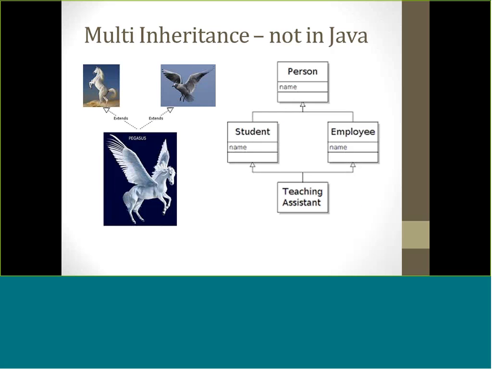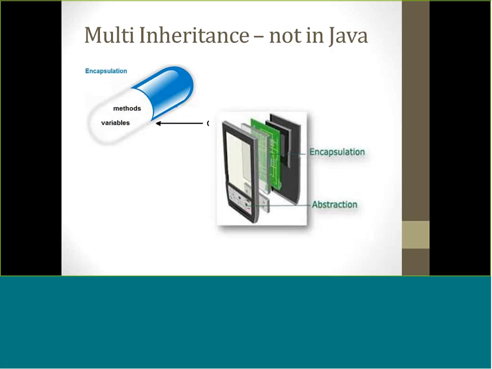This is a multi-inheritance, which is not in Java, that we saw in the earlier slide: this is a horse and this is a bird and this is a Pegasus. So it's a multi-inheritance because it is inheriting features from both, right? Just like person, student and employee and teaching assistant, the previous example. So inheritance is also a concept of object orientation.